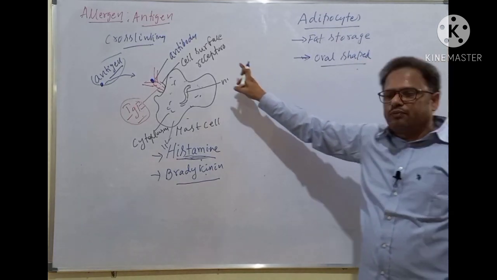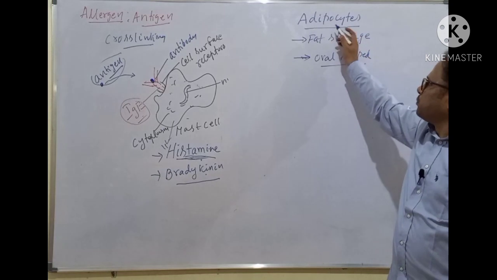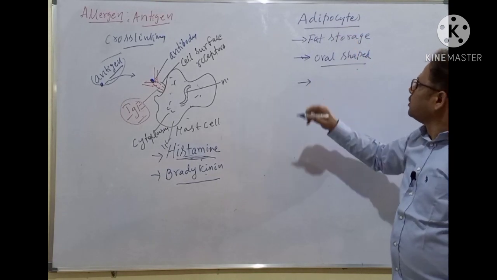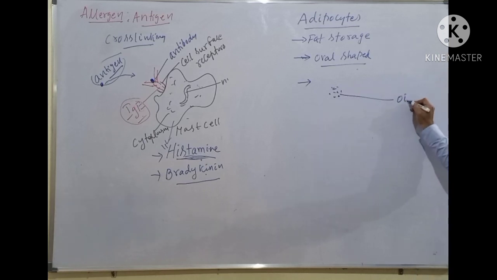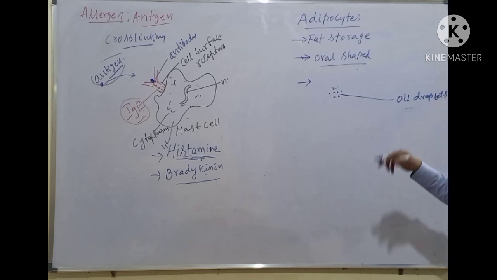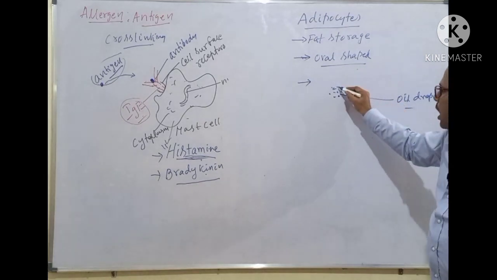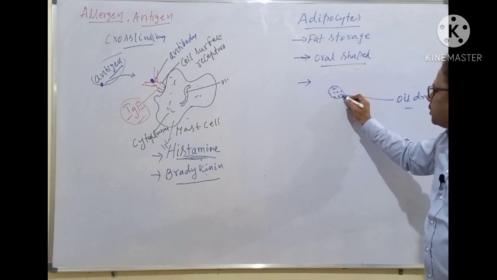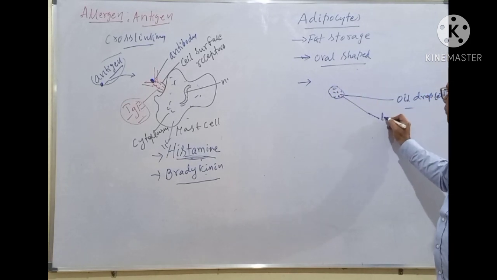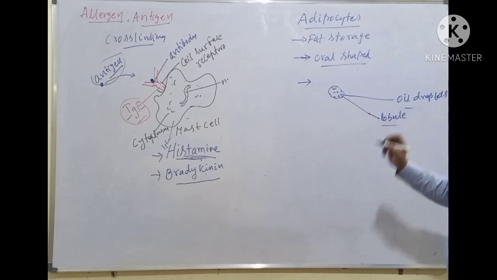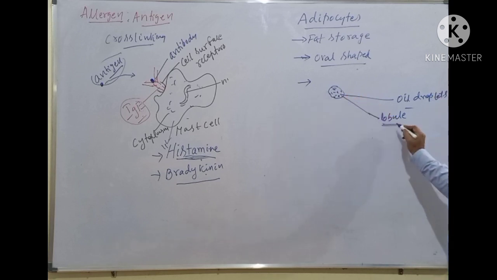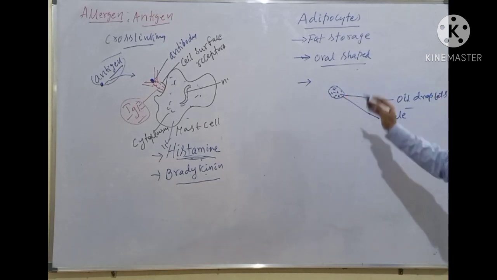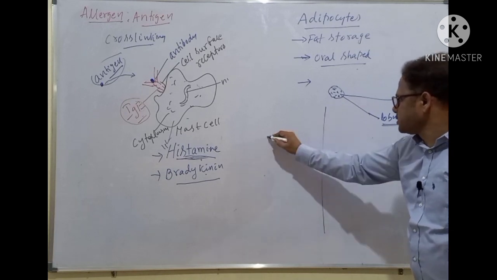Whereas mast cells are amoeboid, isn't it? Whereas the shape of these adipocytes is oval. Next point, they consist of small oil droplets or lipid or fat droplets, and this forms a locule or a lobule, a fat lobule. A fat lobule is formed by a combination of many oil droplets. Basing on the lobules, the adipocytes are of two different types.